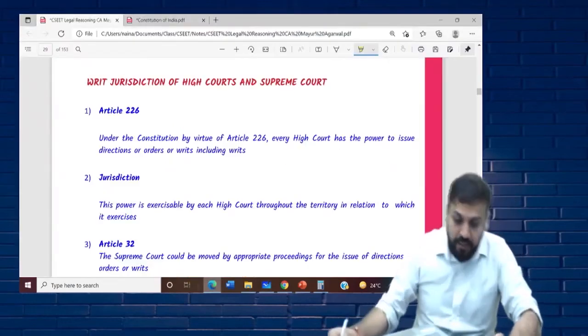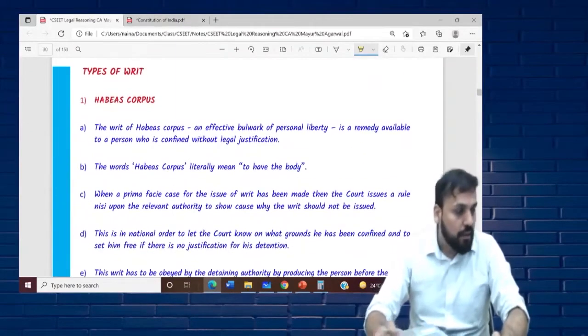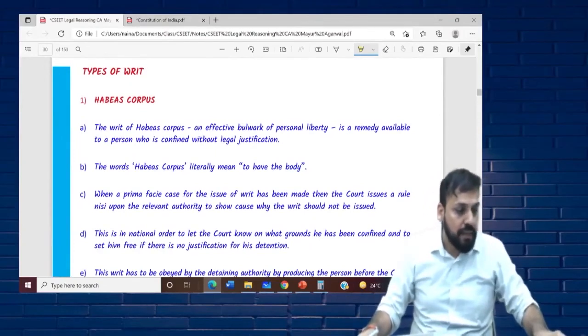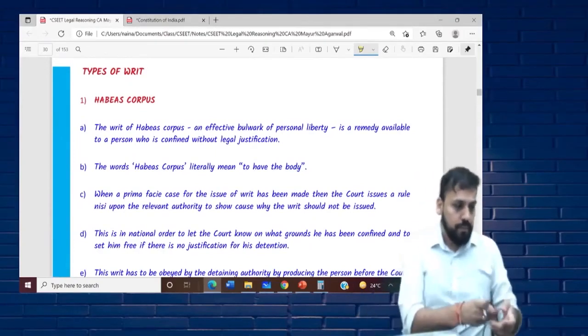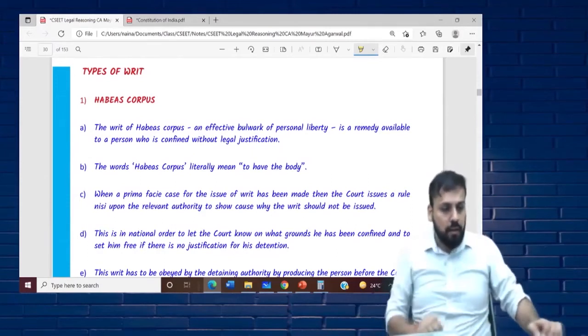So guys, now I am coming towards the various writs which are passed by the various courts. Are you listening? Are you present? Tell me yes or no. There are various writs which are passed by the court. Are you listening to me? Yes or no?